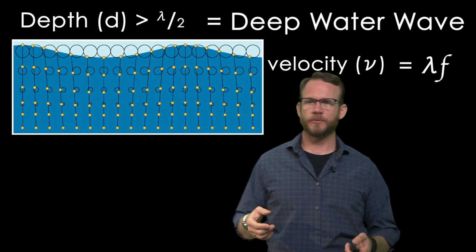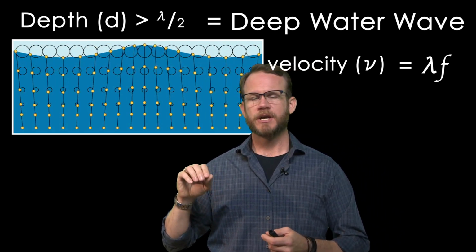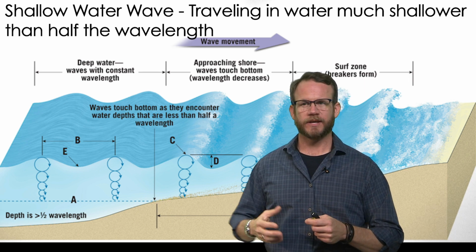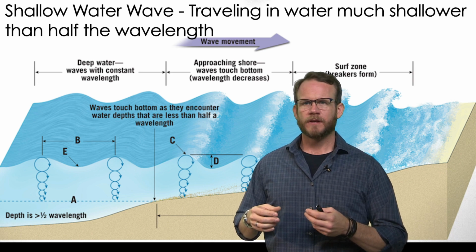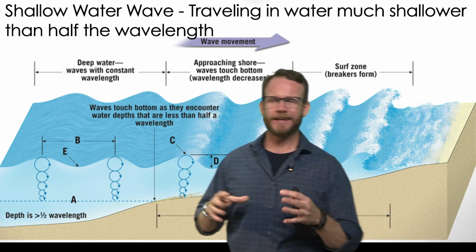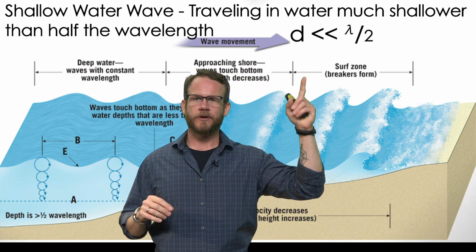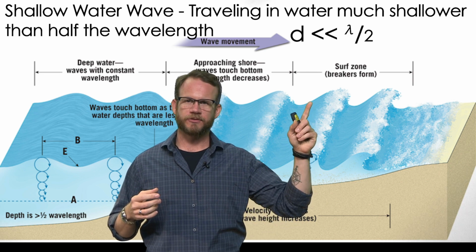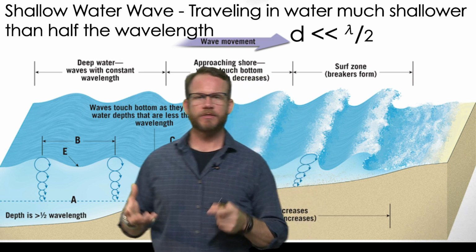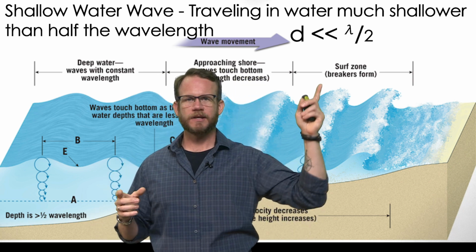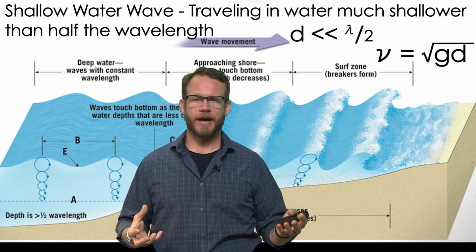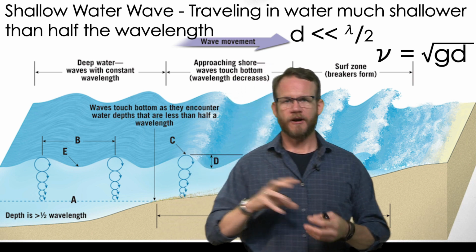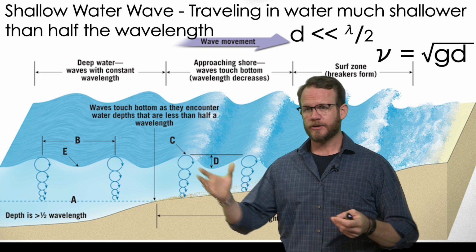Well, a shallow water wave is a little bit different. And remember, a shallow water wave now is a wave traveling in water that's much shallower than half its wavelength. There are some numbers thrown out there, I think less than 20 times that, but let's just stick with this equation here. Water depth is much, much less than half the wavelength. That's all. And velocity behaves a little bit differently too, all right? So instead of just being the wavelength times the frequency, it's now the square root of gravity times the depth. So we've gone from frequency and wavelength affecting the speed to just water depth. And I'll show you why that is here in a second.